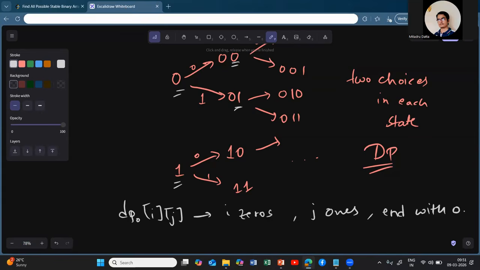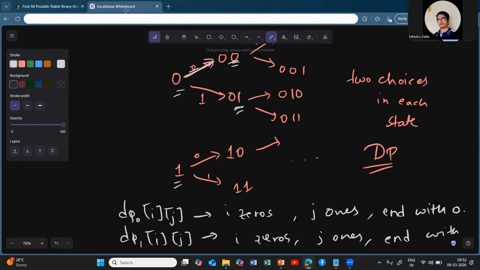Because you see, ending with 0 or 1 creates a unique state, because initially you had 1, 0 or 1, so that's ending with 0 and 1, and then when you are appending a 0 and appending a 1 to it, that's also ending with 0 or 1, so it creates a unique state which you can define in the DP. Okay, and dp1[i][j] simply means that there are again i zeros and again j ones, but they end with 1.